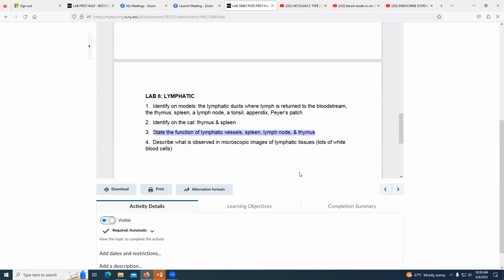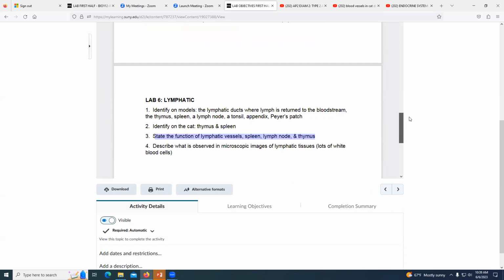What does a lymph node do? It filters lymph and looks for infection. So the spleen filters blood looking for infection, and the lymph node filters lymph and looks for infection. What does the thymus do? This is where T cells mature. T lymphocytes mature in the thymus.